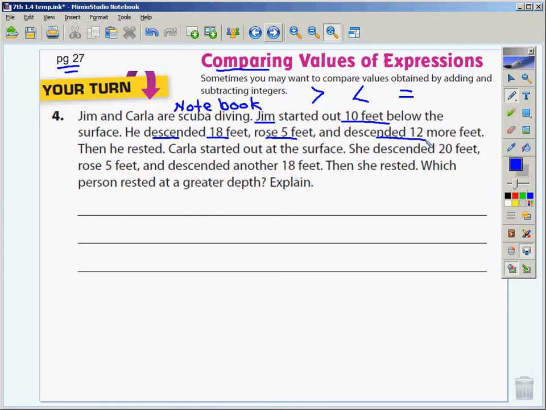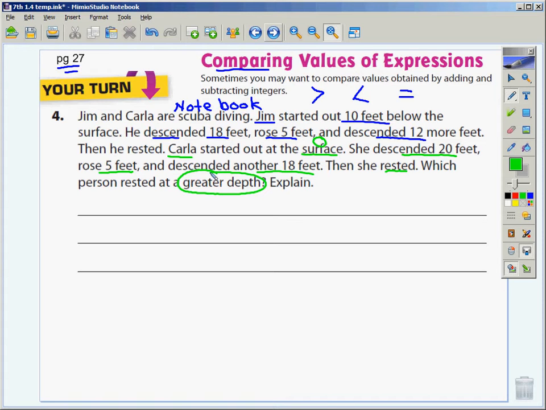Carla started out at the surface. If she's at the surface, this is really at 0. She descended 20 feet, went down 20 feet. She rose 5 feet, went up 5, and descended another 18, went down 18. Then she rested. Which person rested at a greater depth? This is where we're doing the comparison. We need to find out which one was further below the surface.